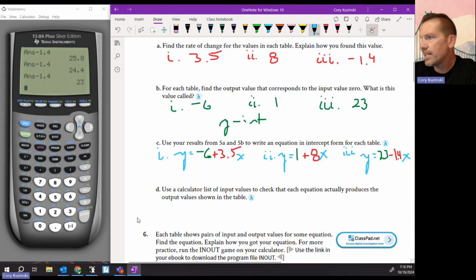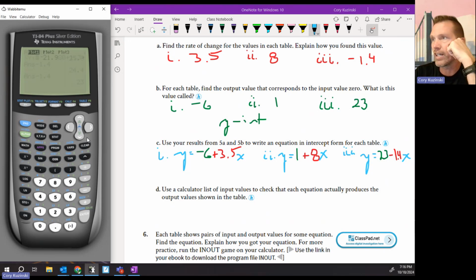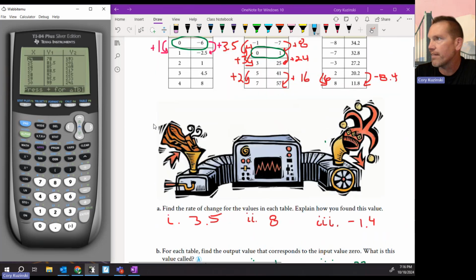And then lastly, use a calculator list of input output values to check that each equation actually produces the output value shown on the table. So we're going to go to y equals, we're going to put all three of these equations in at the same time. Negative 6 plus 3.5x, put that in y1. And then 1 plus 8x, we'll put that in y2. And then we got our 23 minus 1.4x that we'll put into y3. Go to our table by hitting second graph.